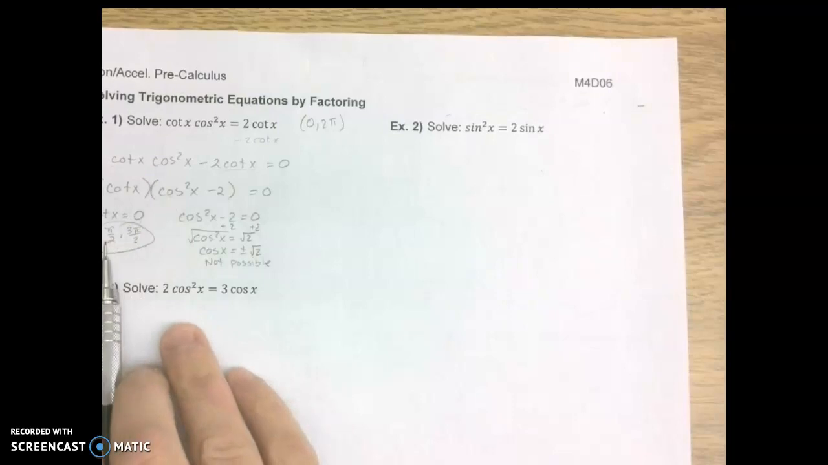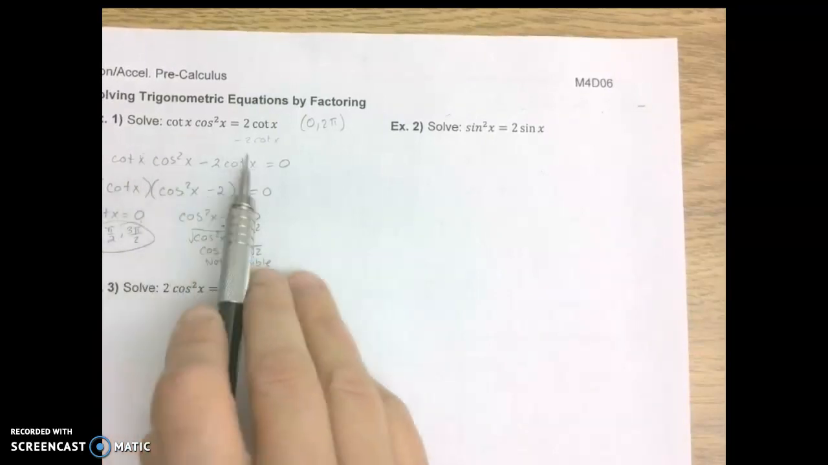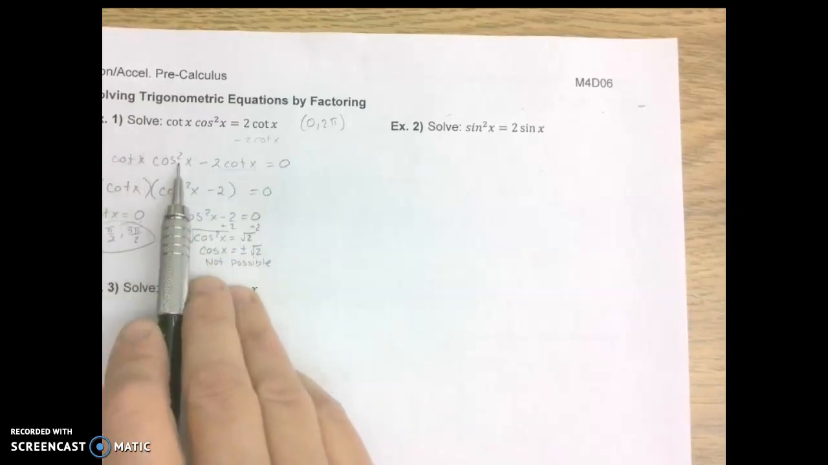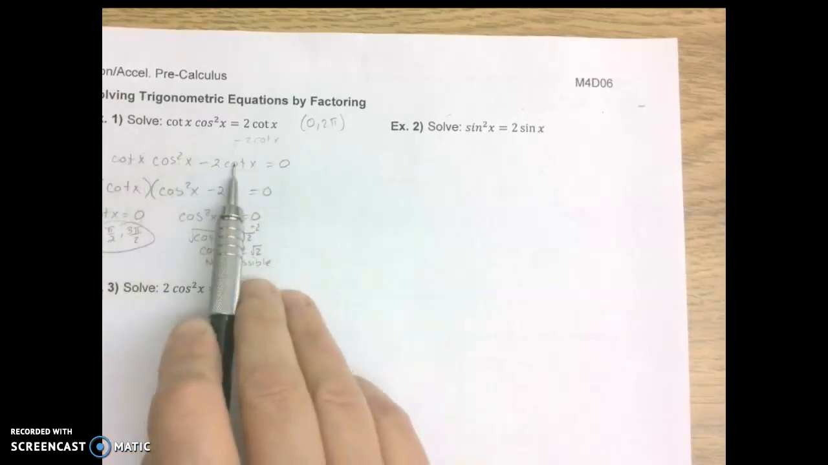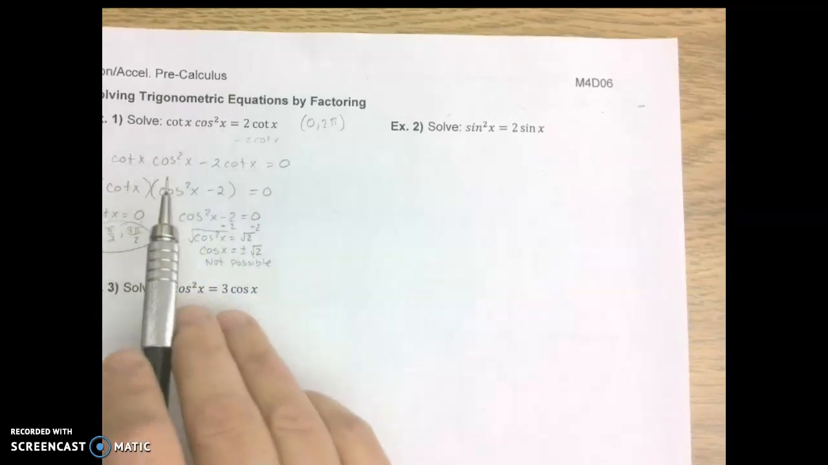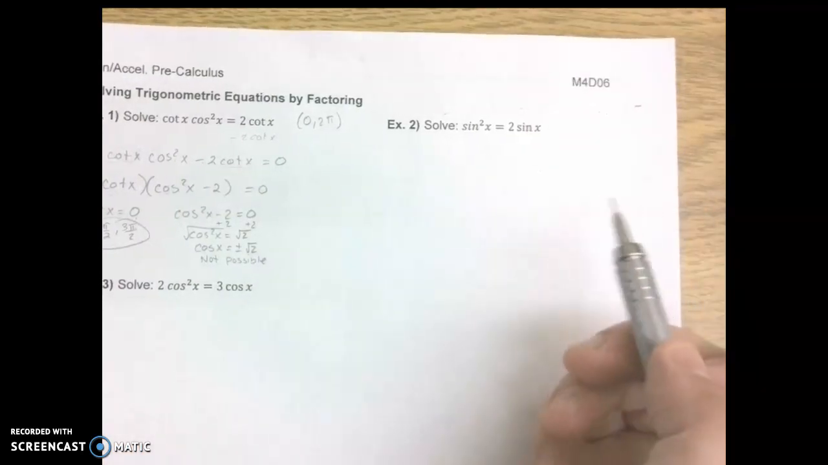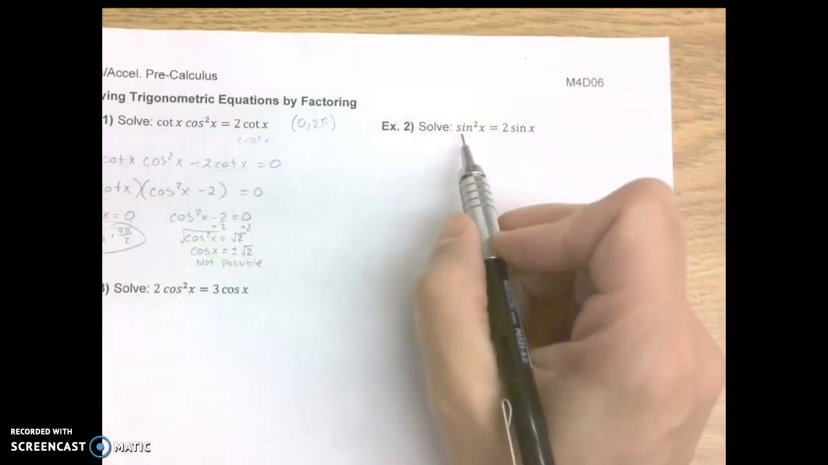Basically what happens is when I go back up here and I plug in pi over 2 and 3 pi over 2, that makes this factor 0, and 0 times anything is 0. That makes this factor 0, and so 0 times anything is 0. And you have 0 minus 0 equals 0. All right, let's look at the next one.